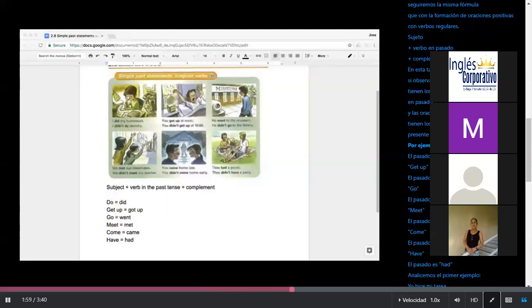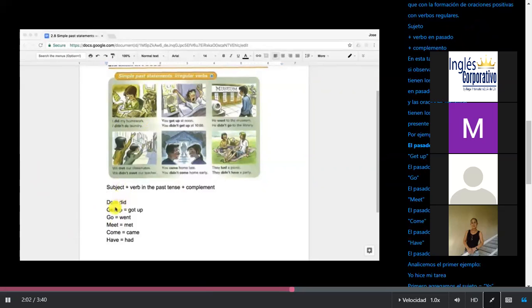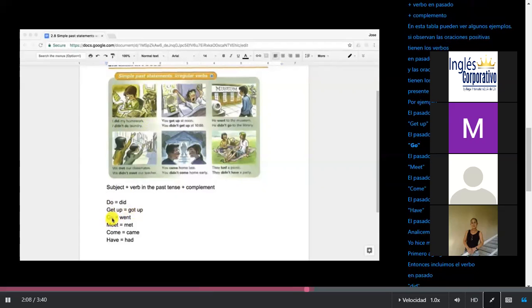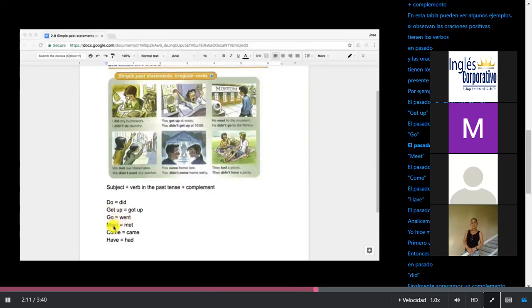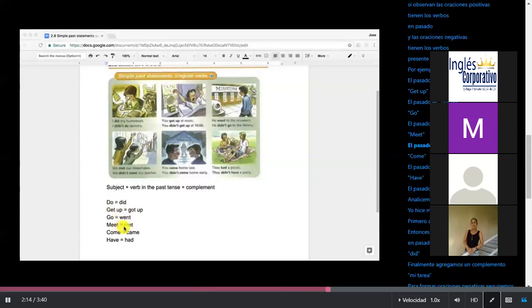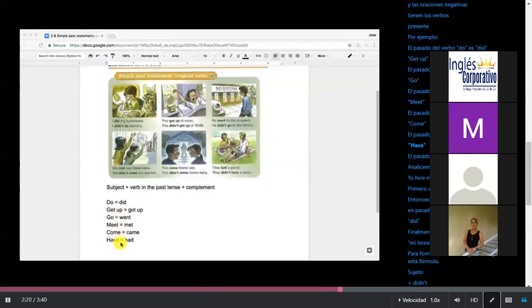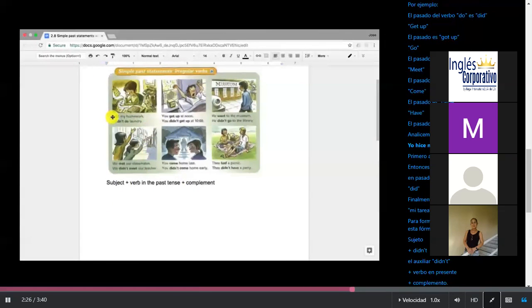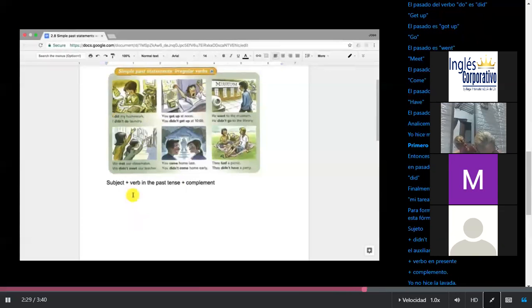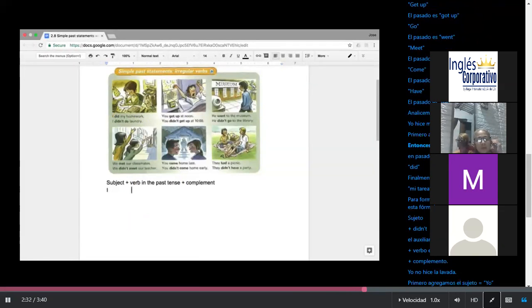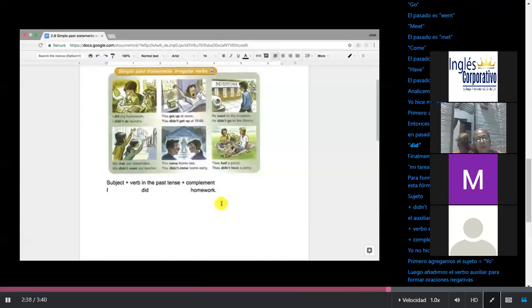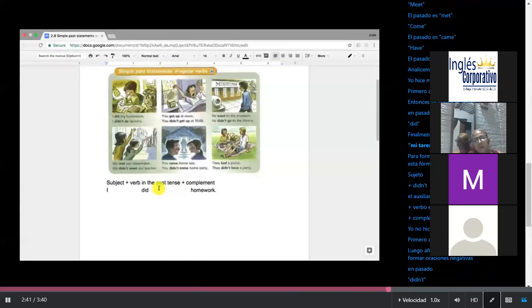For example, the past of the verb do is did, get up, the past is got up, go, the past is went, meet, the past is met, come, the past is came, have, the past is had. Let's analyze the first example. I did my homework. First, we add the subject I, then we include the verb in the past tense, did. Finally, we add a complement, homework.